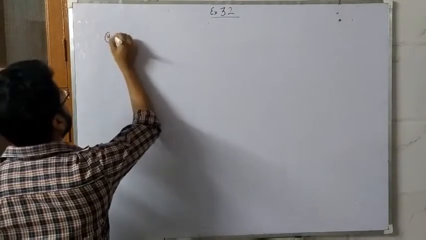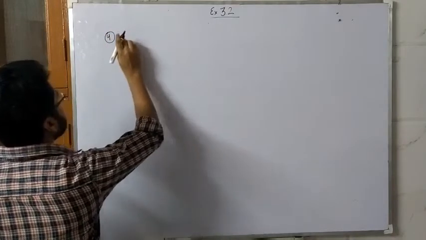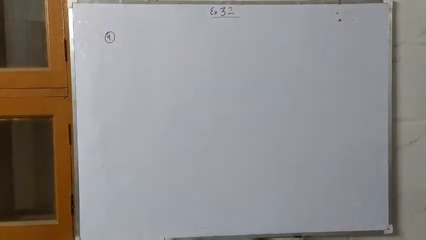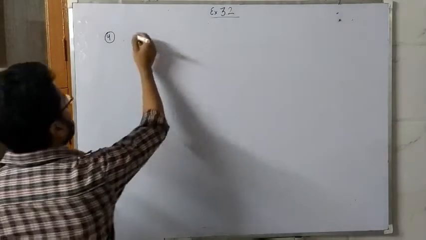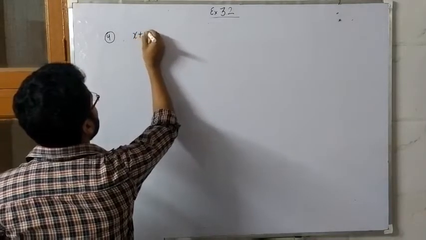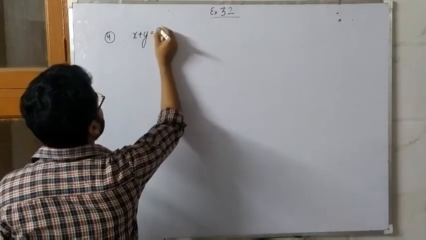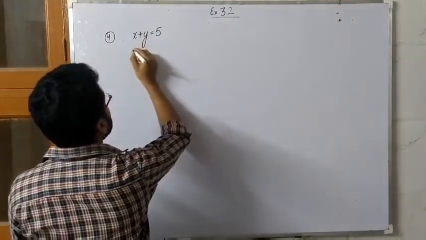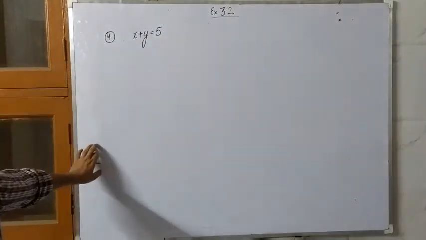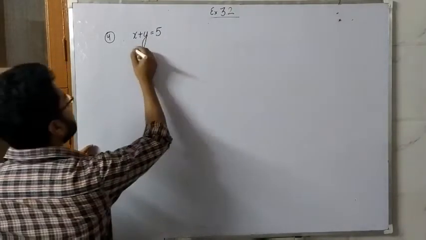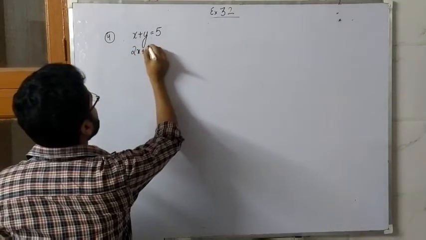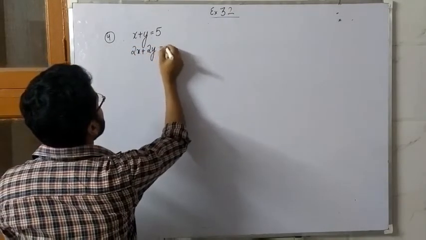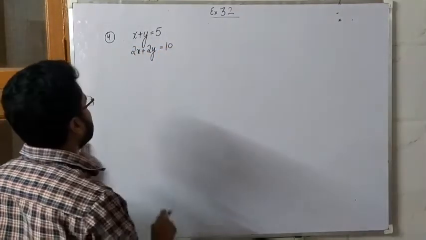Let's say we are in question number 4, we are solving the first part, right? So the given equations are what? x plus y equals to 5, right? And the second equation is 2x plus 2y equals to 10, right?